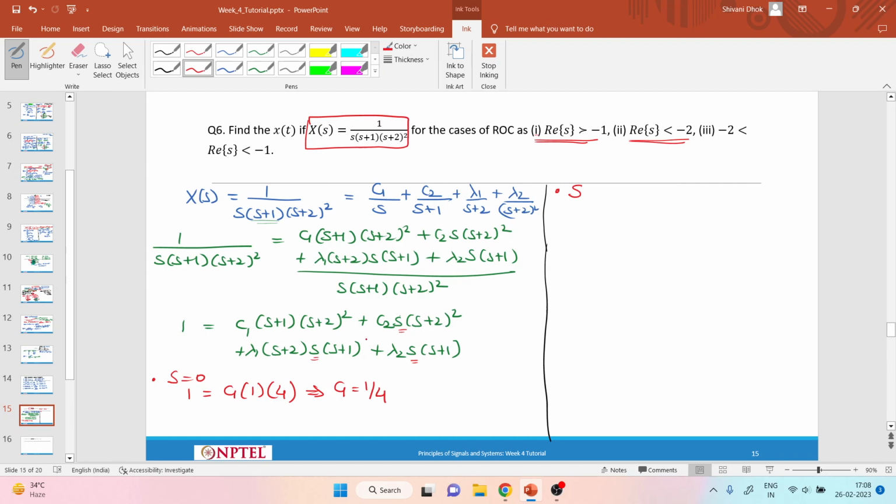Next, I need to find the value of c2. You can observe that the s plus 1 term is not present here, but it is present everywhere else. So I can just kill it by setting s equal to minus 1. If I do that, then my equation becomes 1 equal to, this term goes to 0, all the other terms go to 0. So this will be equal to c2 into minus 1 into minus 1 plus 2 whole square, that is 1 square, which implies that my c2 comes out to be minus 1.